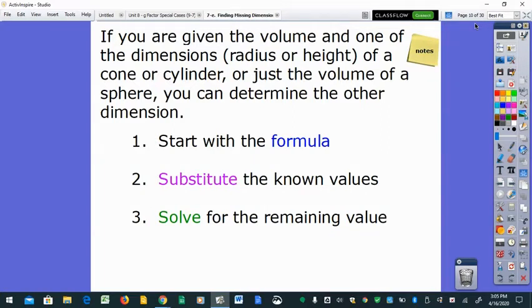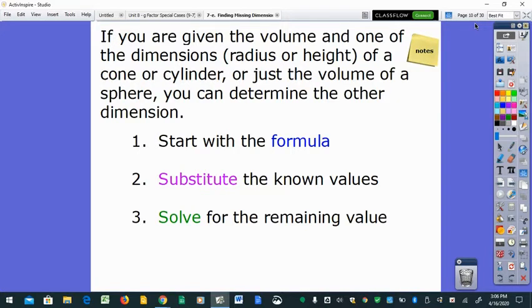Okay, today we're going to continue with our discussion about finding a missing dimension in a volume formula. Just like we did in our last video, where we were given the volume and, in that case, a cone or a cylinder's radius, we had to find the height. Today we're going to again be given the volume, but this time we're going to be given the height in the cone and cylinder and look for the radius. Or we're going to be given the volume in a sphere and again look for the radius. It's going to be those same steps with one little additional thing at the end, and we'll get to that in a second.